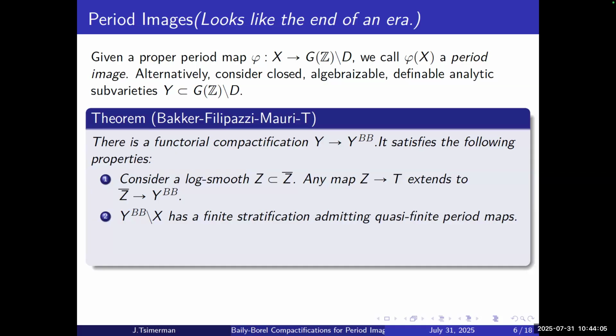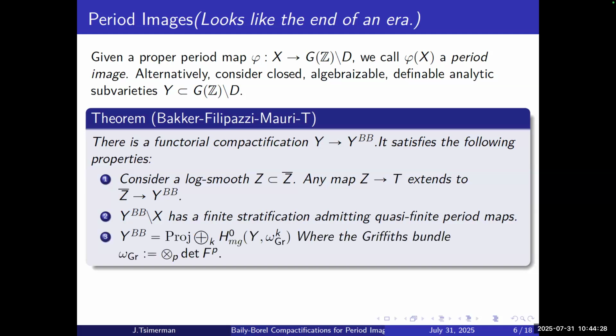If you look at Y in the compactification, you remove Y, then you have a finite stratification of the boundary, just like in the A_g case, where each piece of the boundary admits a quasi-finite period map. So you can interpret all the pieces of the boundary in also some moduli-theoretic sense, though it's not quite as canonical as might be hoped for at the moment. I'll say something about why.